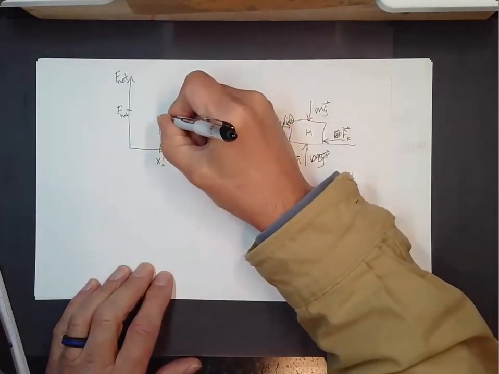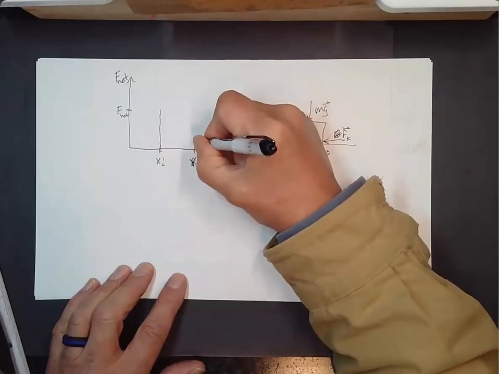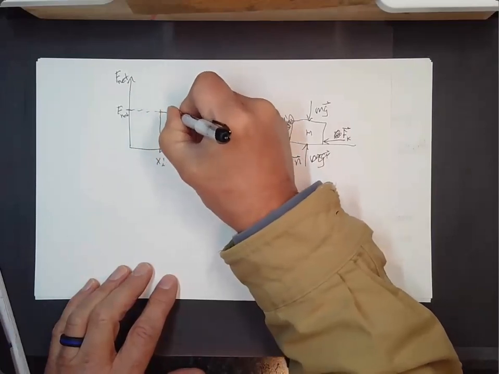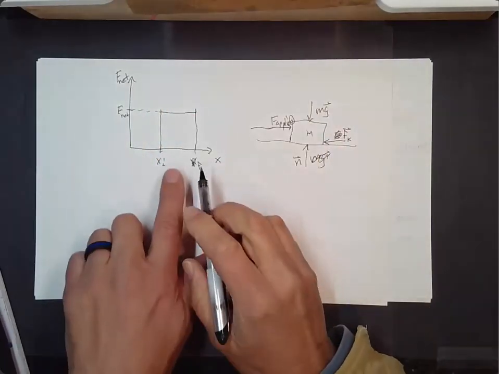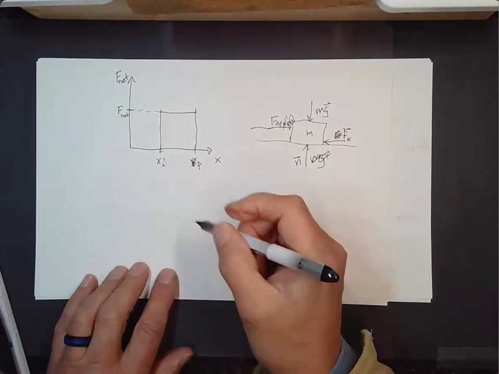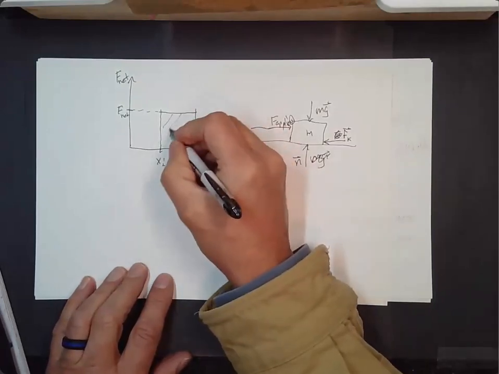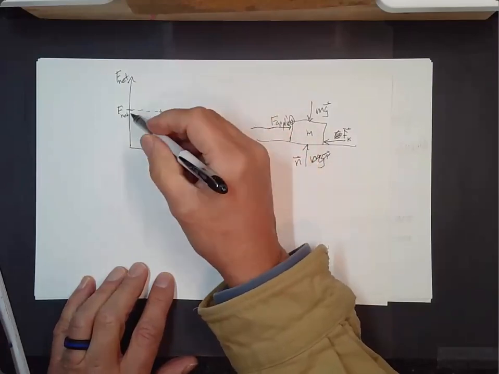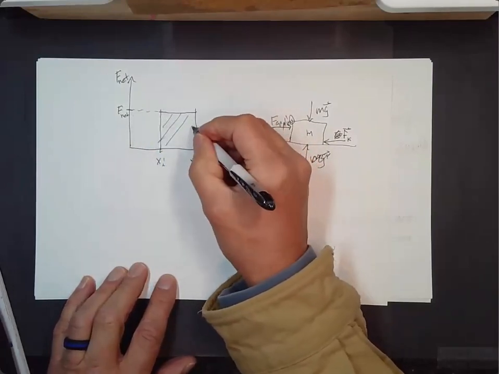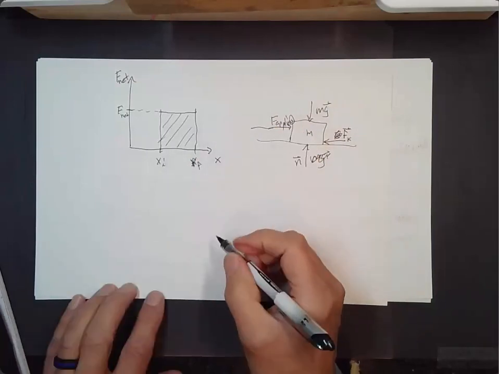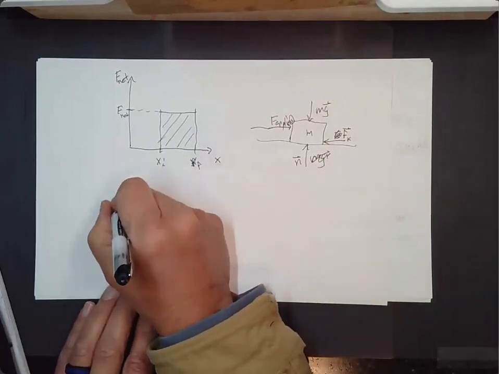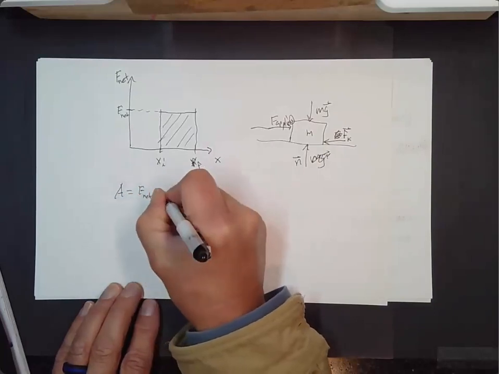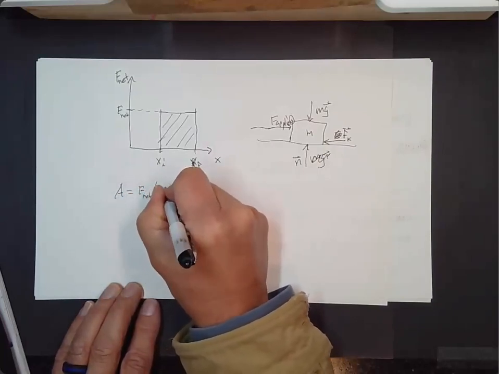Okay, and I want to do kind of a weird little calculation here. I want to calculate the area under this graph. Well, it's not really an area because only one of its dimensions is a length. I've got an F for the other one, but let's just suppose that that area, it's going to equal F net times delta X.